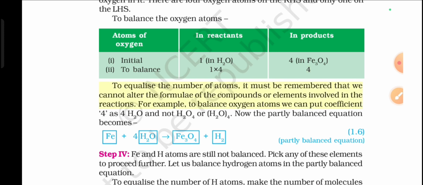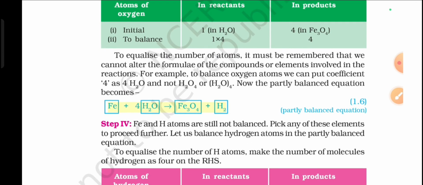To equalize the number of atoms, it must be remembered that we cannot alter the formulae of the compounds or elements involved in the reactions. For example, to balance oxygen atoms we can put coefficient 4 as 4H2O and not H2O4. Now the partly balanced equation becomes Fe + 4H2O → Fe3O4 + H2. Partly balanced equation.